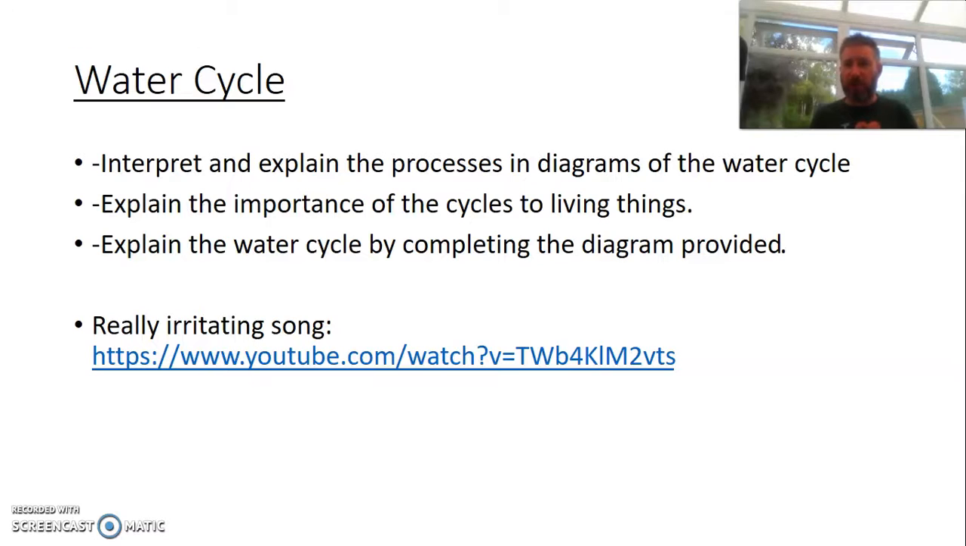spiral learning questions there. Finally, in honour of a colleague of mine who no longer works with us, he used to teach this with an incredibly irritating song. I refuse to show it to you, however, the link for it is there. I warn you in advance, it is an earworm. If you want to watch it against my better judgment, feel free to. Some people find it very useful to learn the water cycle that way. Personally, it's like fingernails down the blackboard of my soul.